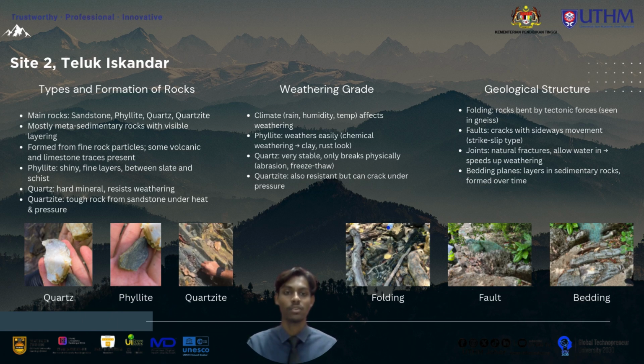And lastly is the geological structure that we found at the site too. So basically we found three, which is folding, fault, and bedding. Folding is a rock bent by tectonic forces, and fault is a crack with sideways movement, strike-slip type, and bedding planes is a layer in sedimentary rocks formed over time.